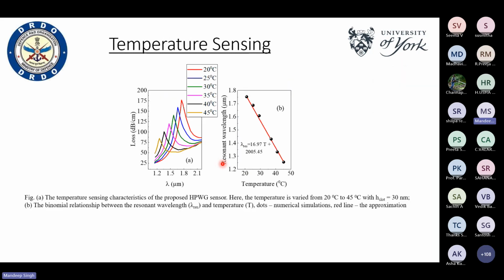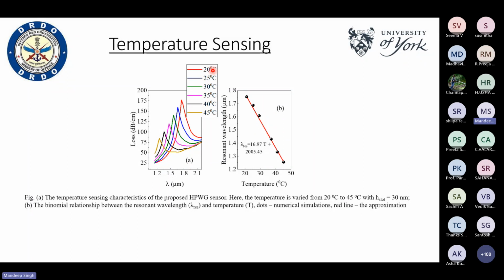Again, in the next case, we have followed the same steps, but we have varied the temperature. We have used the heat module in the console, and we have increased the temperature from 20 degrees Celsius to 45 degrees Celsius. You can see there is again a shift in the loss peaks, from the yellow color line to the red color line. The shift is there once you vary the temperature.